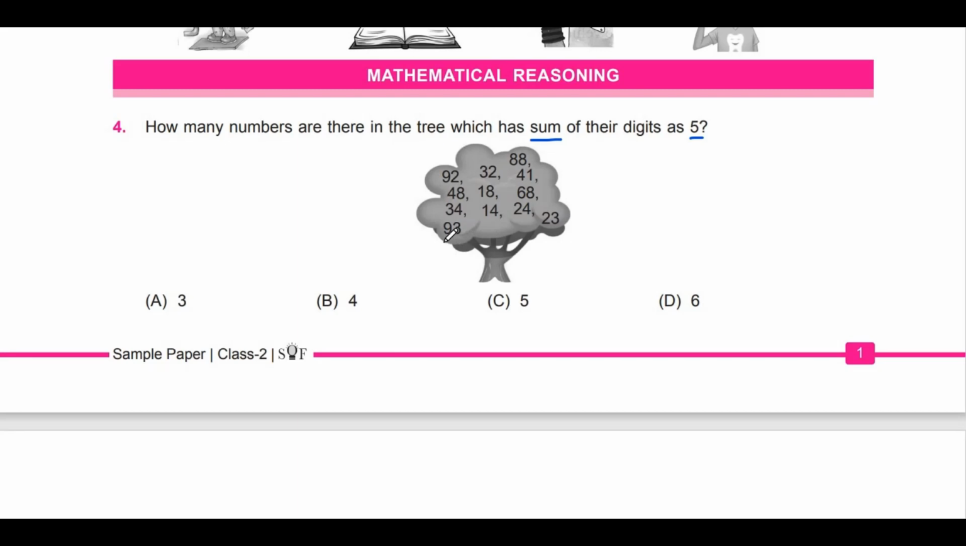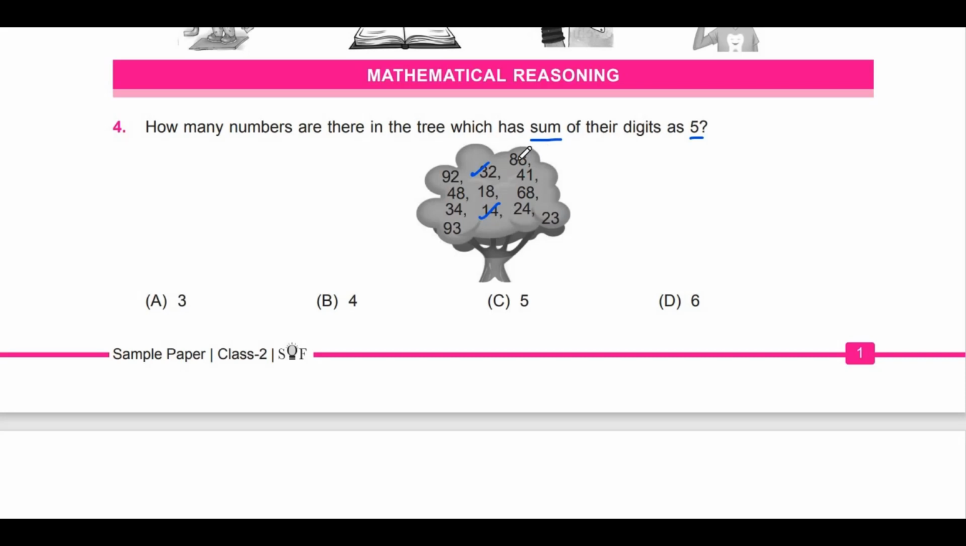Then we have 93. 9 plus 3. So 9 plus 3 is 12. So that is also not the right answer. Now let's see 32. So 32 is 3 plus 2 is 5. So this is the correct answer. We have got one number. Now let's see 18. 1 plus 8 is 9. No, not the right answer. Then let's see 14. 14, that is 1 plus 4 is 5. So this is the second right answer which we have got.